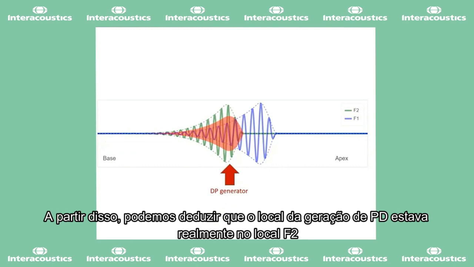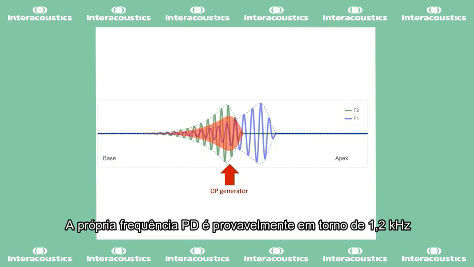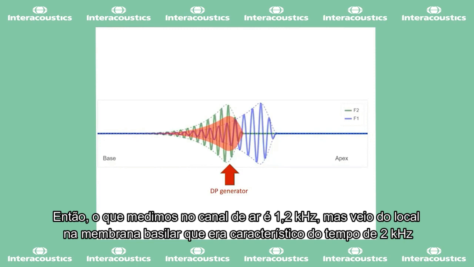So from that, we can deduce that the site of the DP generation was actually at the F2 place. And this can be a little confusing because when we measure a DP at 2 kilohertz, what we actually mean is that the F2 was at 2 kilohertz. The DP frequency itself is probably around 1.2 kilohertz. So what we measure in the ear canal is 1.2 kilohertz, but it came from the site on the basilar membrane that was characteristic of the 2 kilohertz tone.